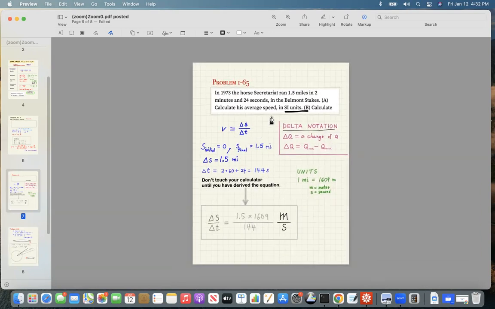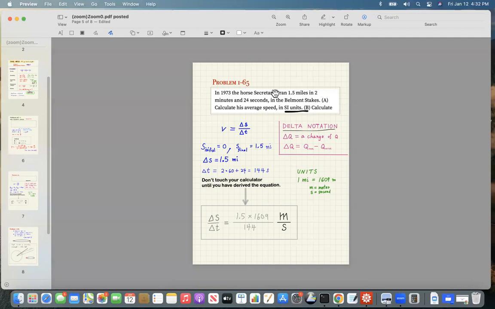Okay, so that's all I've got written down here. Use your calculator, calculate this number, and it'll be something like, I don't know, 16 or 18 meters per second. And part two is to calculate something else. That's to calculate the speed of a human sprinter.